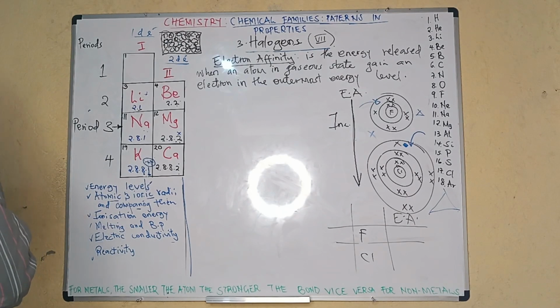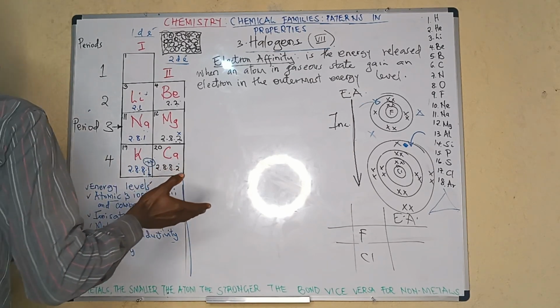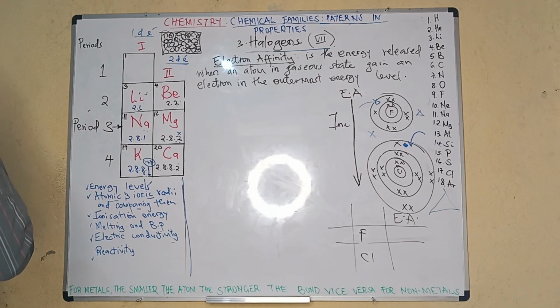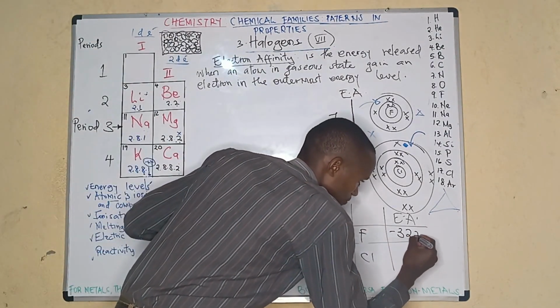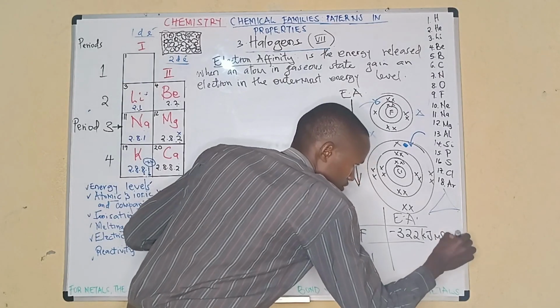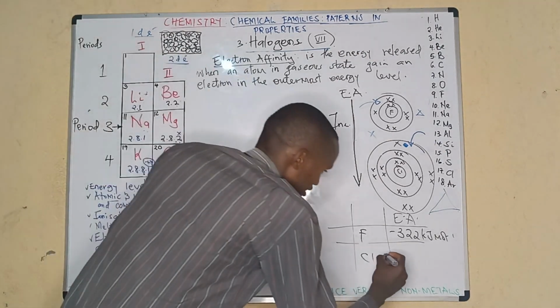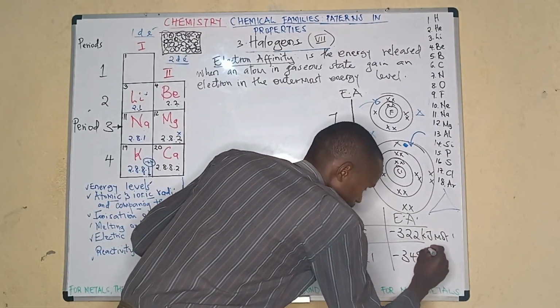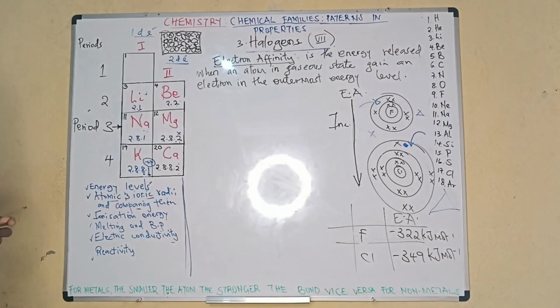The electron affinity for fluorine is negative 322 kilojoules per mole. I won't write the formulas, the calculation, the symbols. Electron affinity for fluorine is negative 322 kilojoules per mole. That of chlorine is negative 349. Those are the right values.